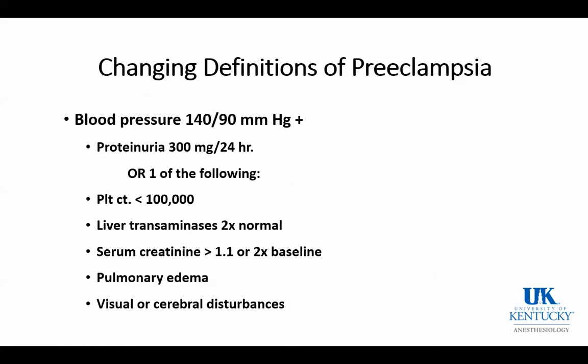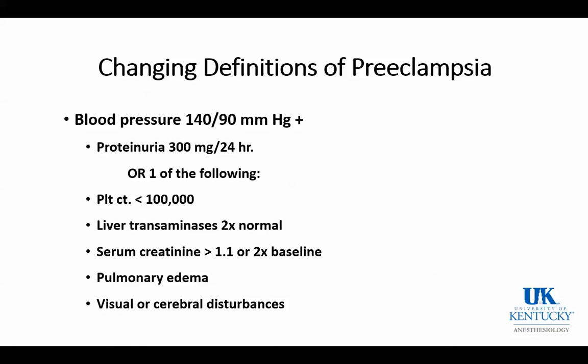But in terms of preeclampsia, first of all, it's important to know that over the last year or two, there have been changes in the definition of preeclampsia after a national task force met to address preeclampsia. So, as in the past, you can assign the diagnosis of preeclampsia if you have a blood pressure of 140/90 and proteinuria of at least 300 milligrams in 24 hours. However, you no longer have to have proteinuria.